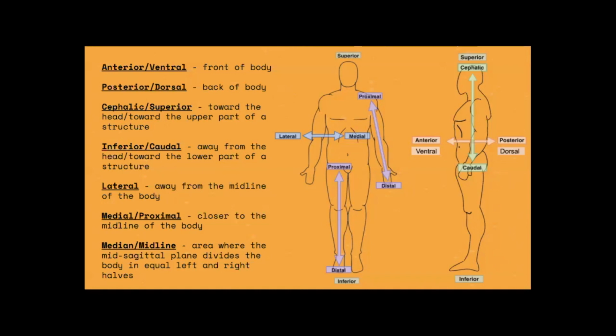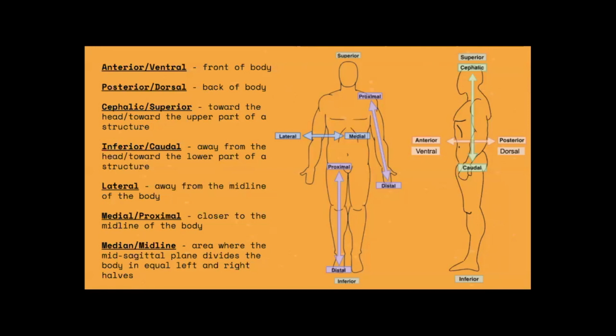So when we're talking about medial or proximal, it basically means closer to the midline. So if we take the same example, eyes or ears, which one would be more medial or proximal to our midline? Our eyes, yeah. And next we have the median and midline, the actual area where the mid-sagittal plane divides our body into equal left and right halves. So again, basically this entire area.